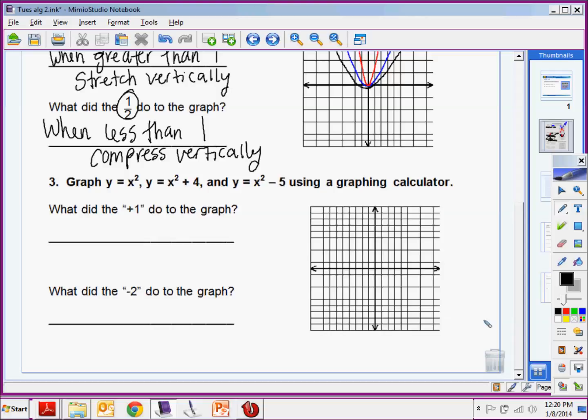So if I'm adding 4, what does that tell me I'm going to do? Why is it adding 1? It was a typo. I don't know what happened.